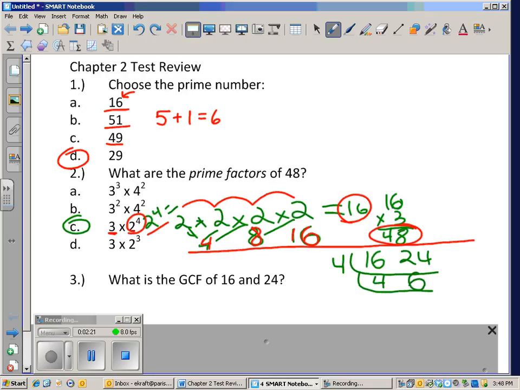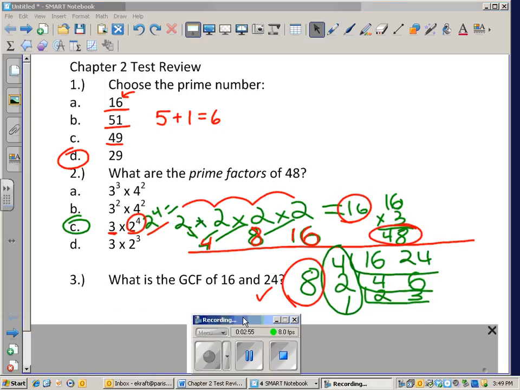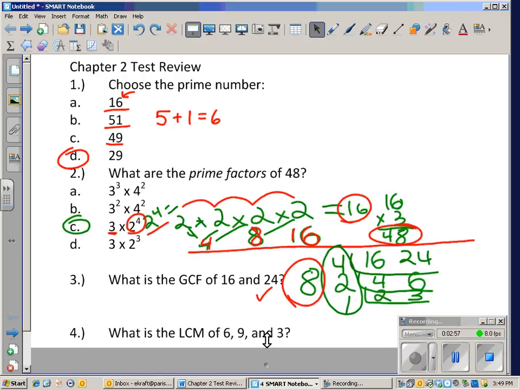So far, you found which factor for 16 and 24? 4. Okay, good. And now 2 goes into 4 and 6. Good job. 1 is the greatest common factor, so now 4 times 2 is 8. Very good. So the greatest common factor for 16 and 24 is 8, and of course she's correct on that as well.